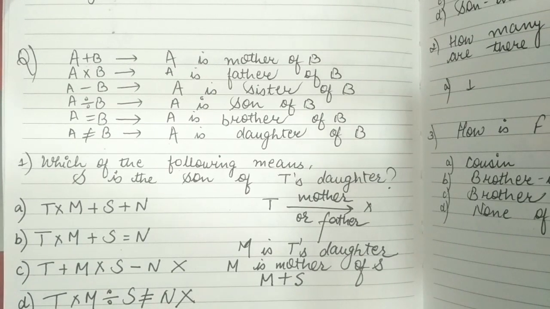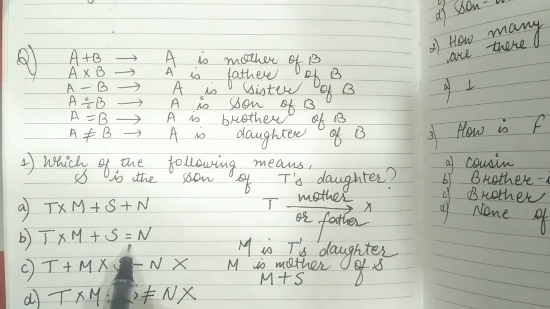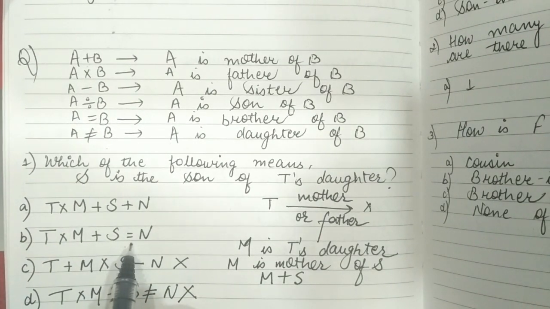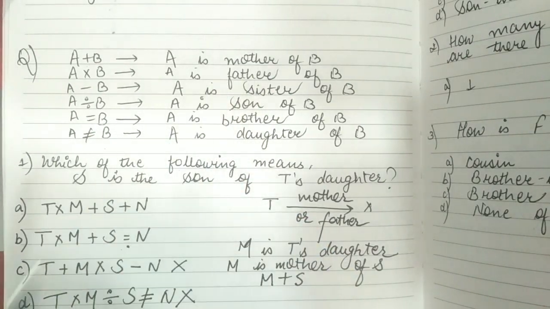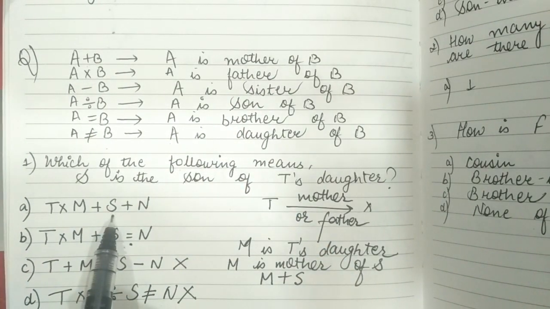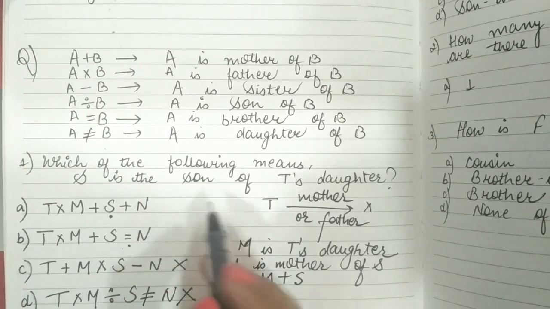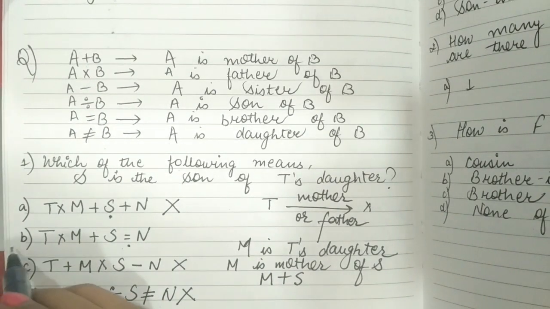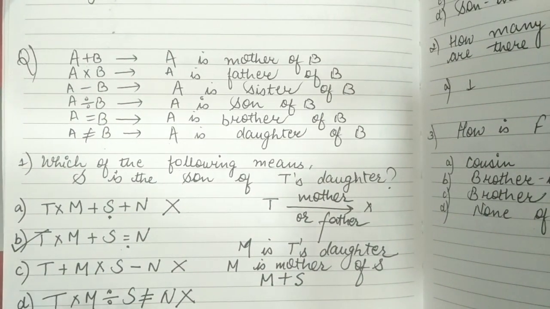Now look at the difference between A and B. Only plus and equals to difference is there. Now plus is used to denote mother. S is the son. He is the male member of the family. So he cannot be mother. So A option also rejected. Our answer is option B. So I hope you are able to understand this.